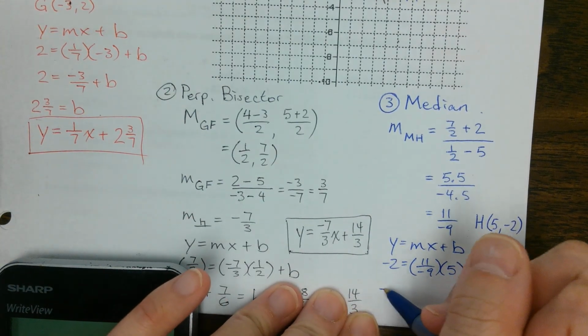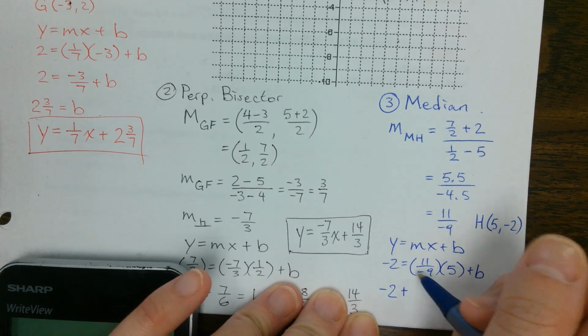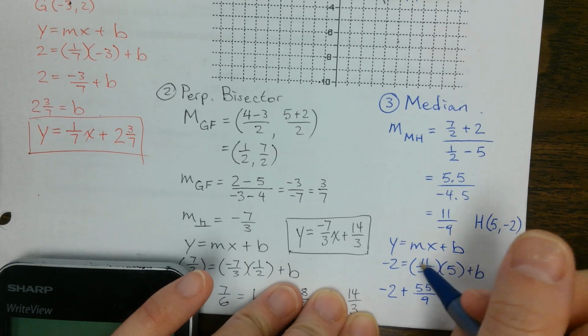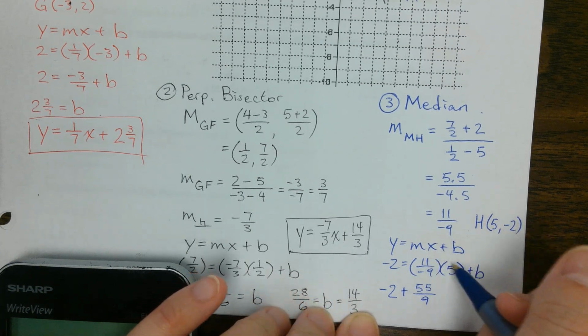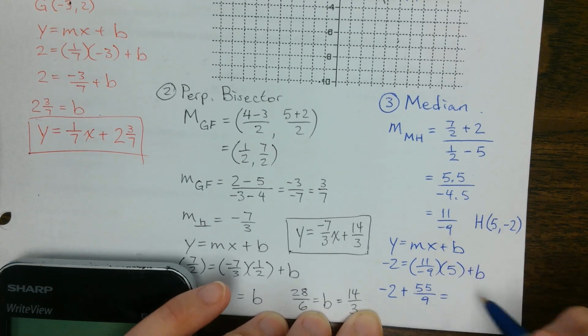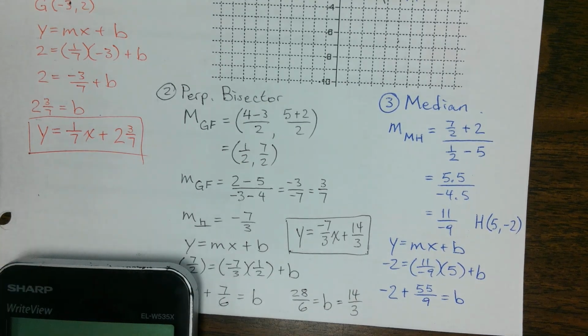So I get negative 2 plus 55 over 9. I multiply, I get 55 over 9. I moved it over to the other side. That's why it became plus.